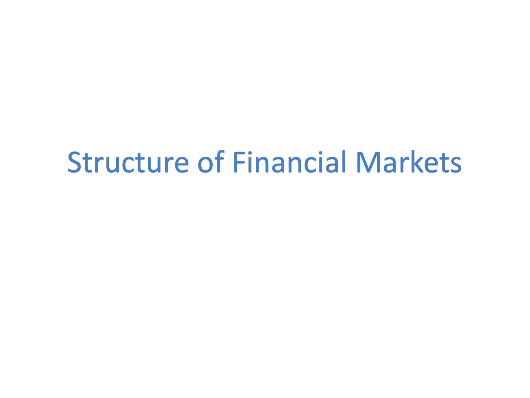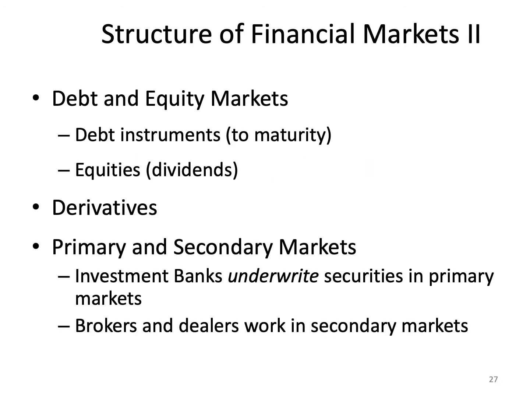Let's look at the structure of financial markets. We have debt and equity markets. Debt instruments are held to maturity. Equities are potentially infinite life, paying dividends. Debt instruments pay the coupons for coupon bonds. Derivatives, and there are primary and secondary markets.